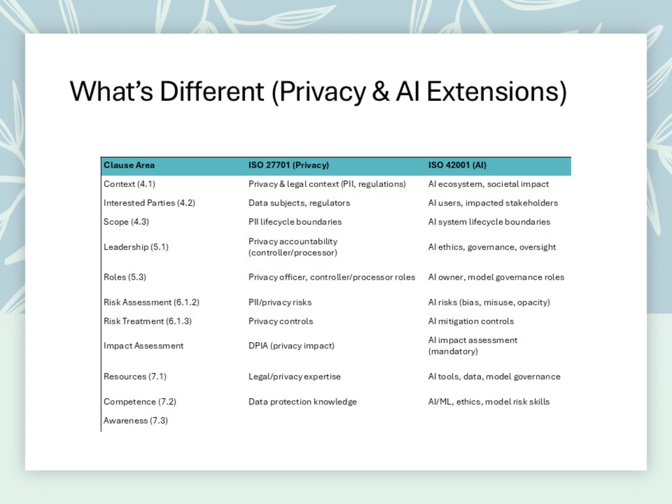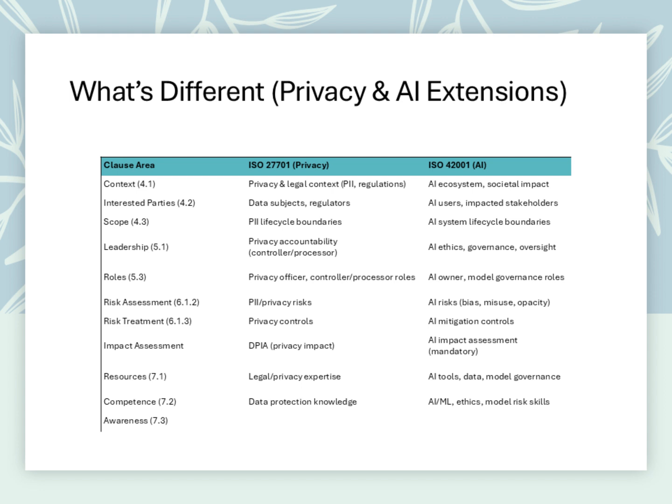While the structure of these standards is the same, this slide highlights where they differ, particularly in privacy and AI. ISO 27701 extends the framework into privacy, introducing requirements around personal data, legal obligations, and data subject rights. This includes concepts such as PII lifecycle management, controller and processor responsibilities, and privacy impact assessments.